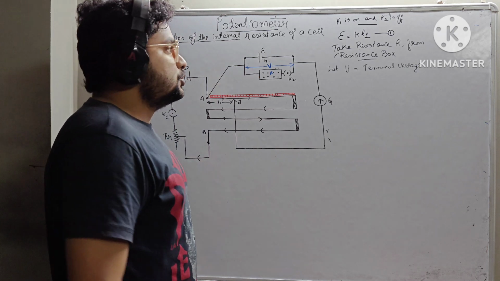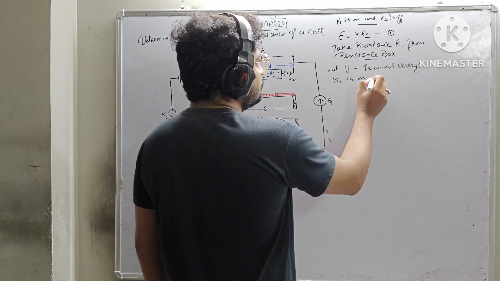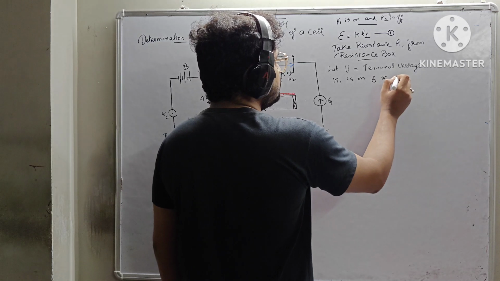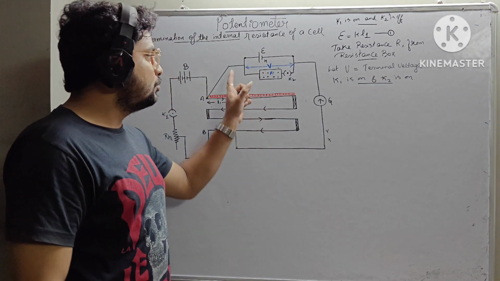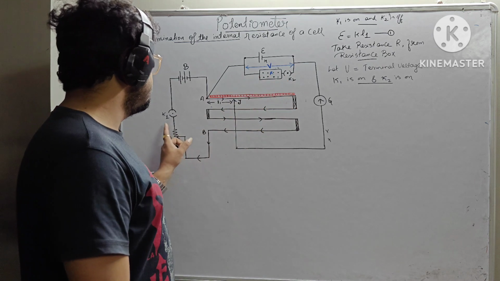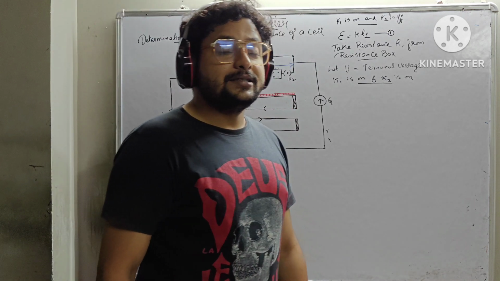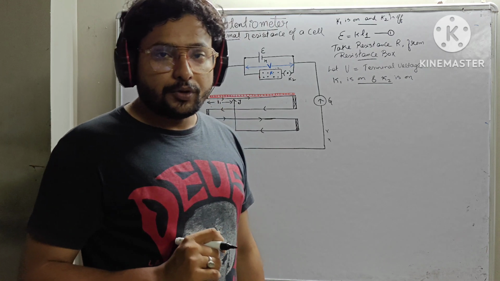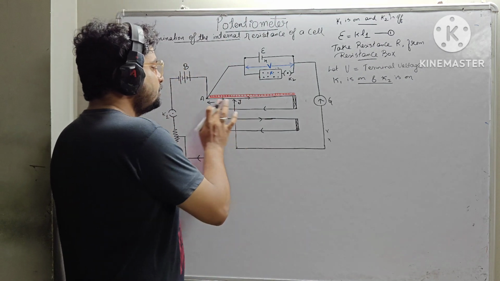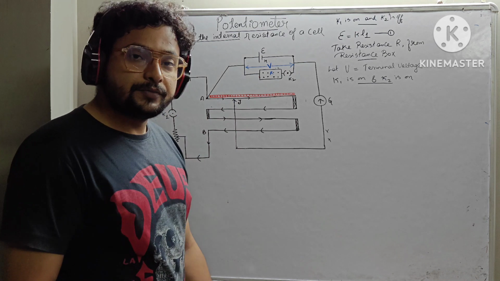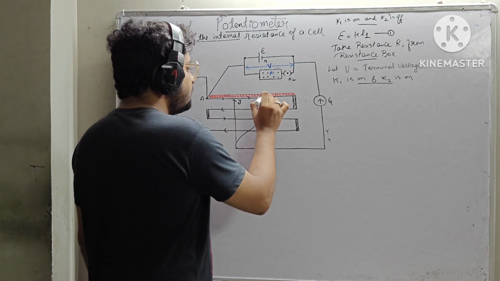Now what I have done is both the keys are on. K1 is on and K2 is on. Both the keys are on over this key and this key. Now our task is again to find the null point. Previously the null point was at L1, right? Now once again you search throughout the entire wire and find the null point.